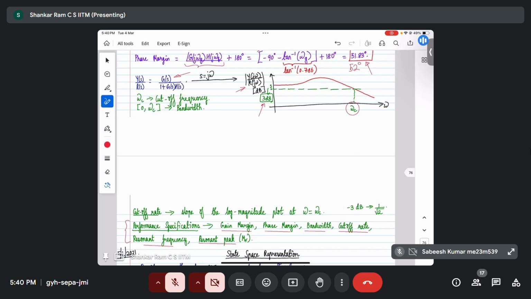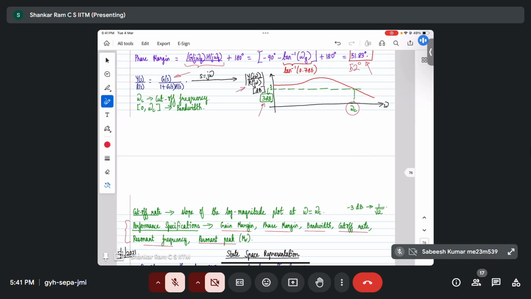That frequency is what is called the cutoff frequency. So cutoff frequency is the frequency at which the value of the closed loop sinusoidal transfer function decreases by 3 decibels when compared to the zero frequency value or the low frequency value.